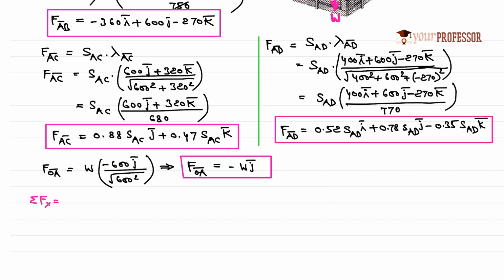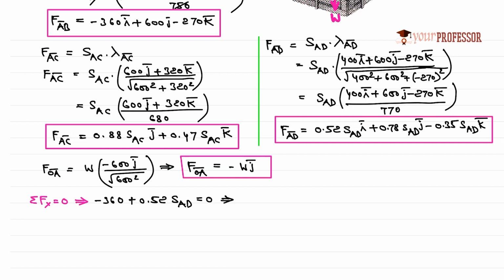When I apply sigma Fx equal to 0, I need to consider the coefficients of I bar in each and every force vector. So when we consider FAB bar, minus 360 is the coefficient of I bar, so I am going to write minus 360. And when we consider FAC bar, there is no I bar coefficient, you can leave that. When we consider FAD bar, 0.52 SAD is the coefficient of I bar. When we consider FOA bar, there is no I bar coefficient. So there are no other coefficients of I bar, so it is equal to 0.